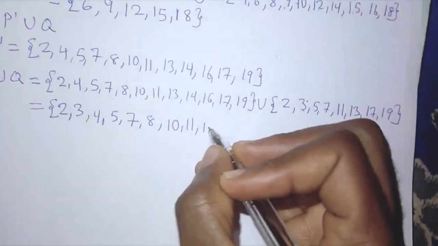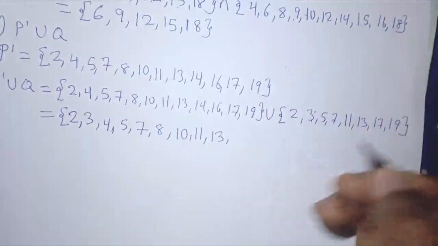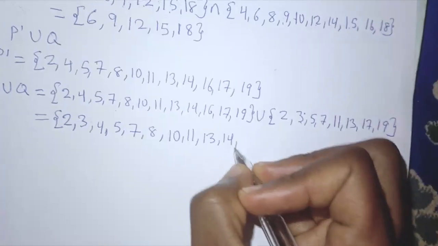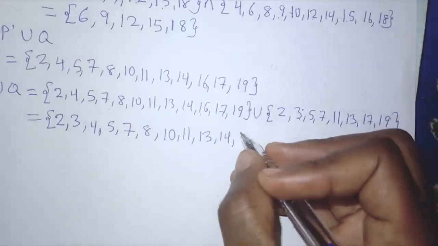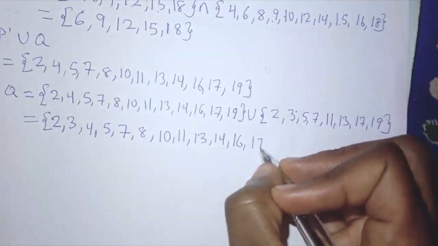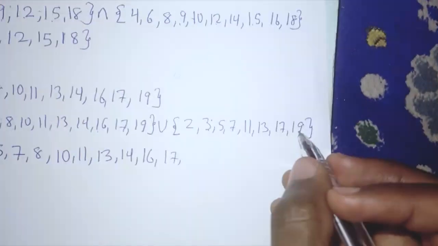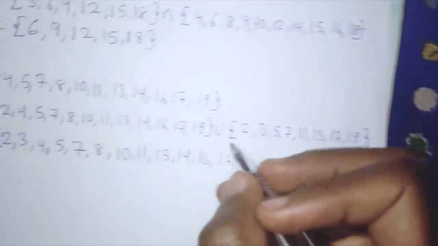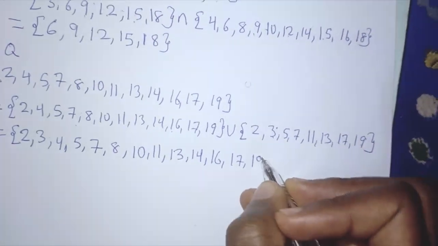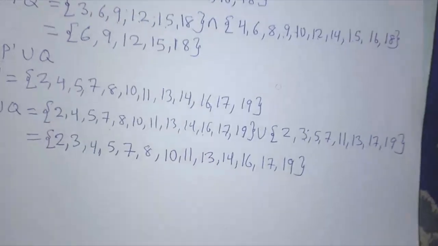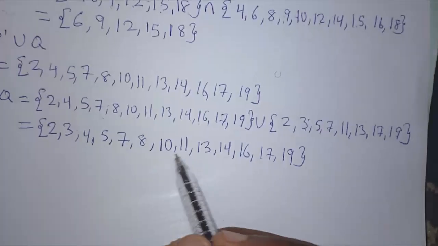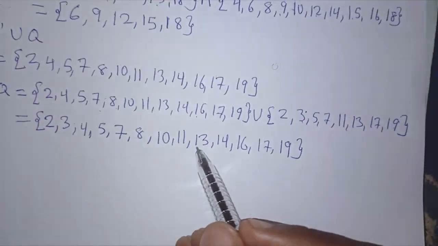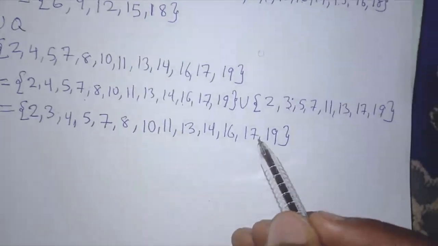13 is here, so it doesn't matter if it is in the other one or not, just write it. 14 is here, 14. 15 is not here, we'll check if it is here. It is not here, so we'll leave it out. 16 is here, 16. 17 is here, 17. 18 is not here, we'll check if it is here. It is not here too, so you skip it. 19 is in both cases, write it once. So these are the elements in P prime union Q. So we have 2, 3, 4, 5, 7, 8, 10, 11, 13, 14, 16, 17, 19.